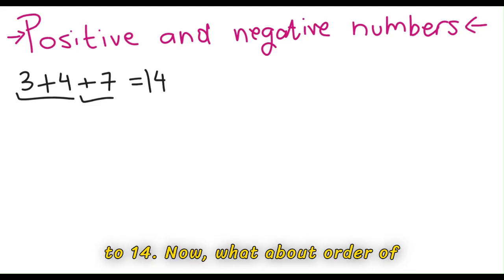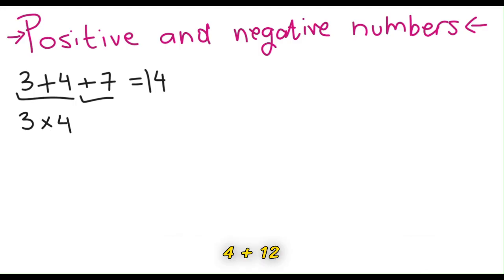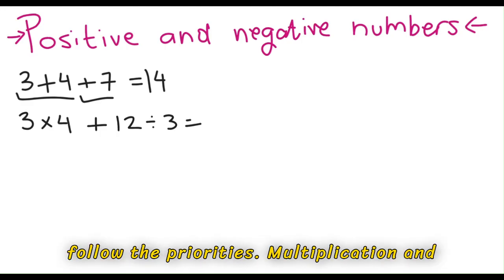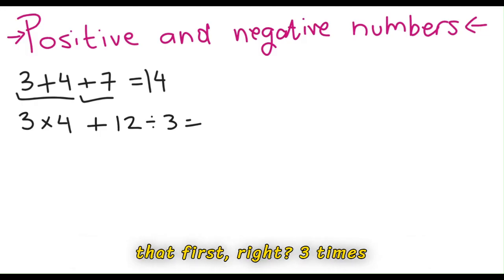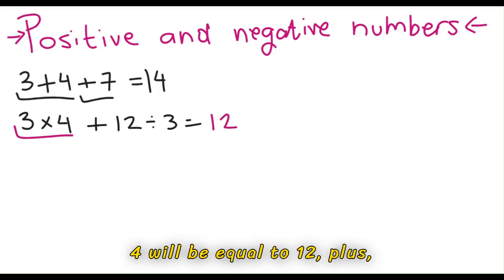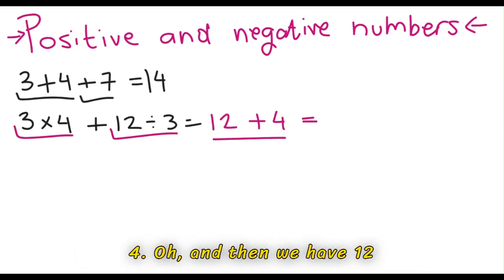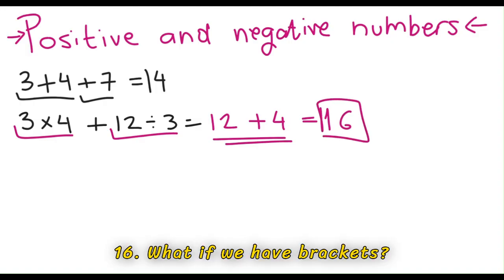Now, what about order of operation? If we have, for example, 3 times 4 plus 12 divided by 3. Now we follow the priorities. Multiplication and division have higher priority, so we do that first, right? 3 times 4 will be equal to 12, plus then 12 divided by 3 will be equal to 4. And then we have 12 plus 4, which is equal to 16.